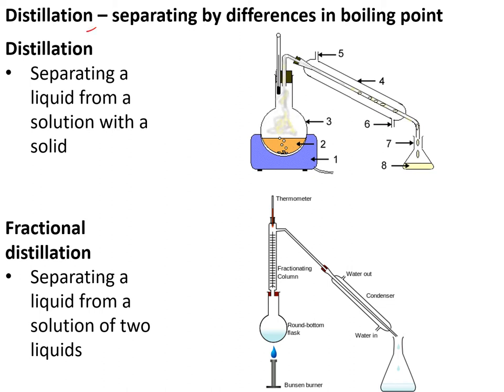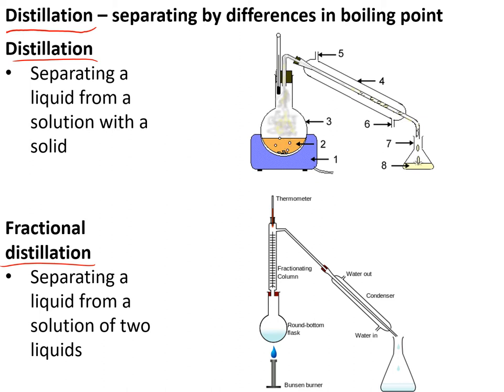Distillation is used to separate out liquids from mixtures. So there's simple distillation and fractional distillation. Simple distillation allows us to collect a liquid from a solution with a solid. So for example, you might have a solution of seawater, and you want to collect the water from that seawater.